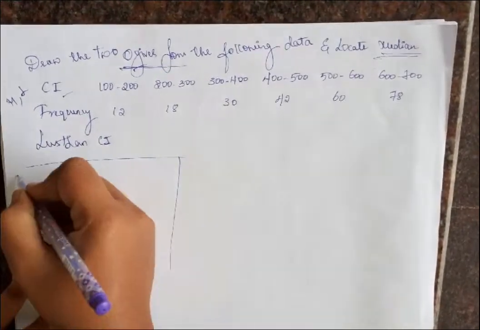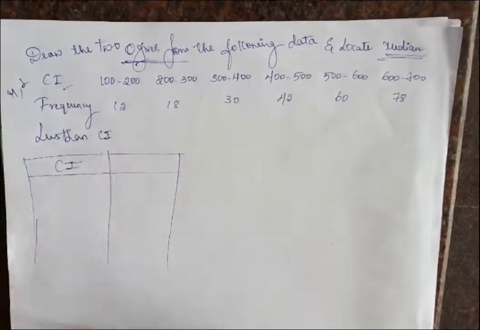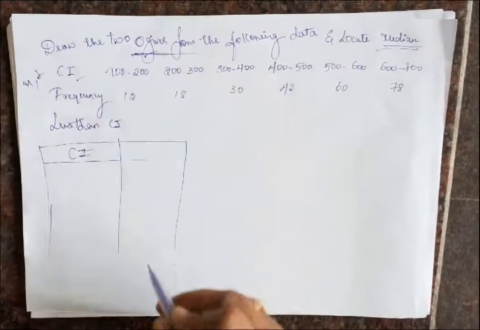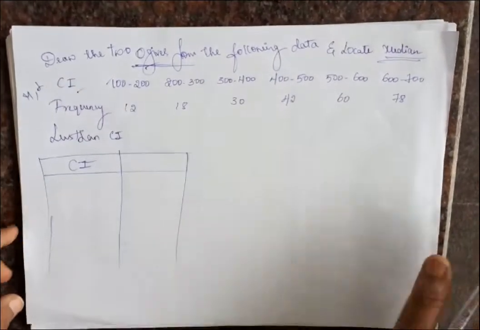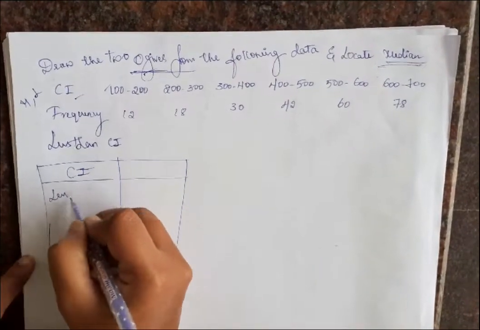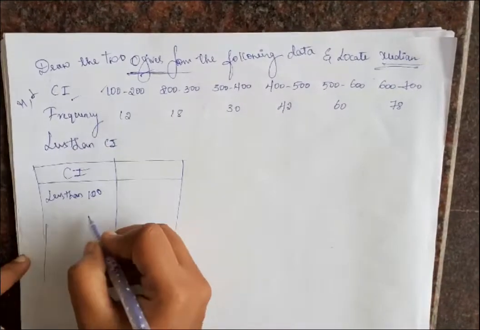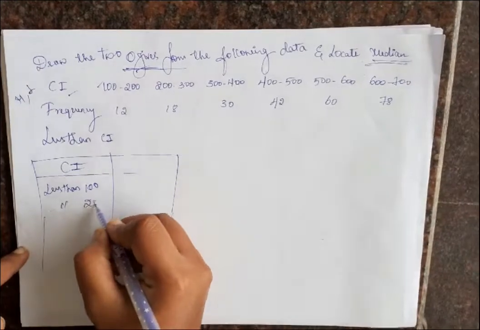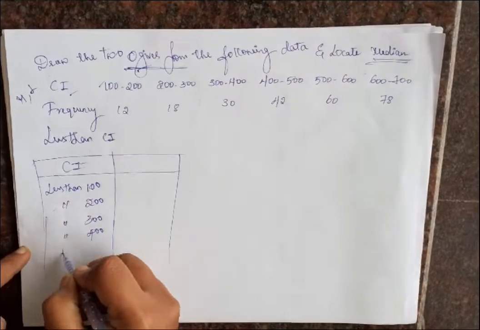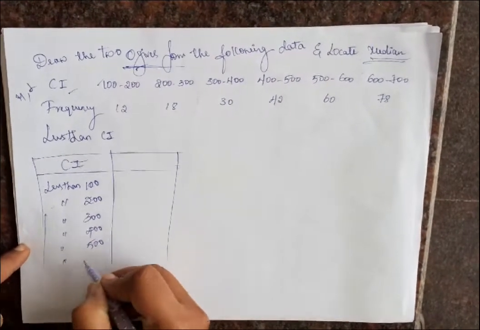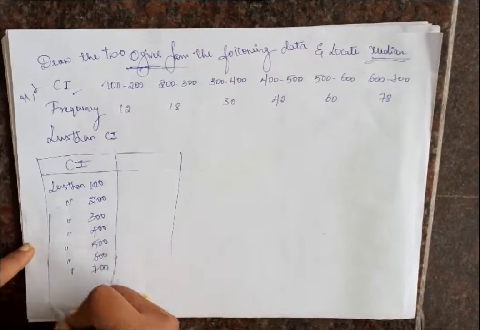So for less than class intervals, whatever class intervals they have given, we are eliminating the first one. That means we are not considering the first number in the given class intervals. Instead of that we will write it as less than 100. Then in the same way, less than 200, less than 300, less than 400, less than 500, less than 600, less than 700. This is how we have to write it.